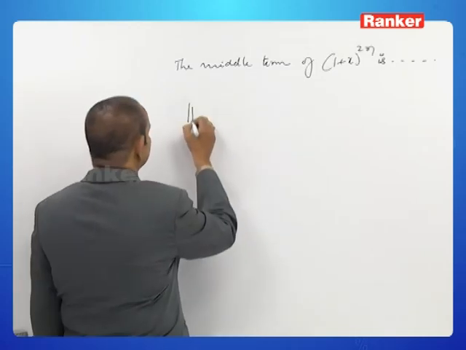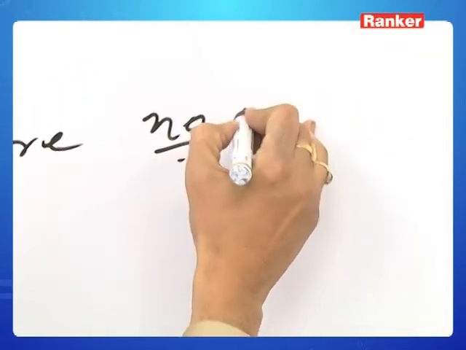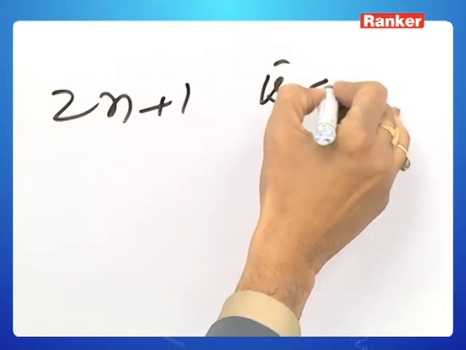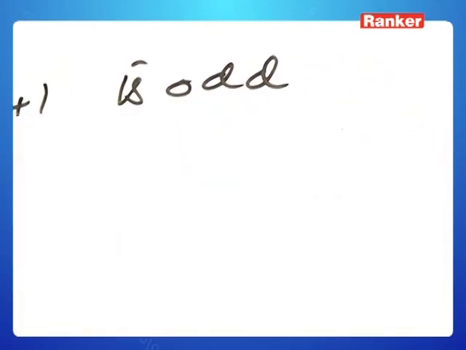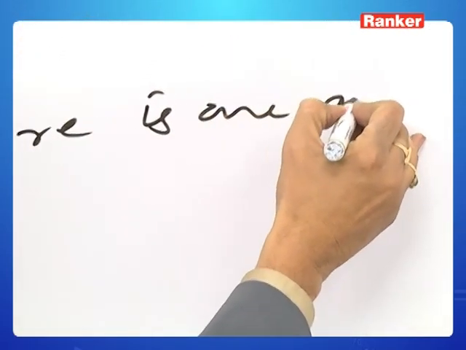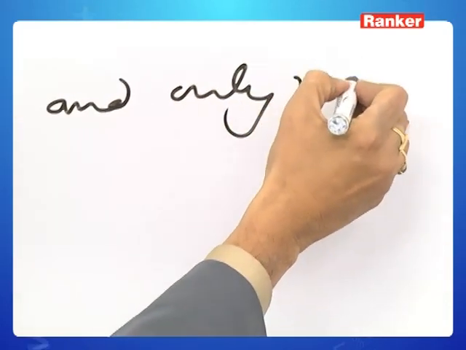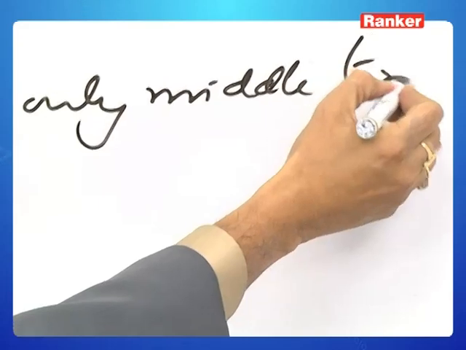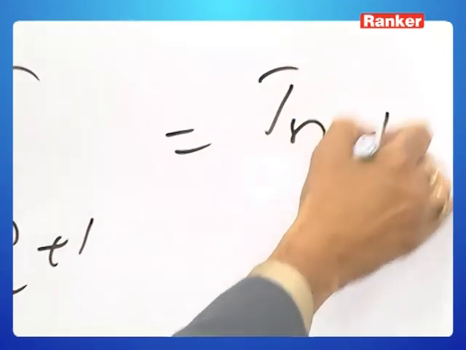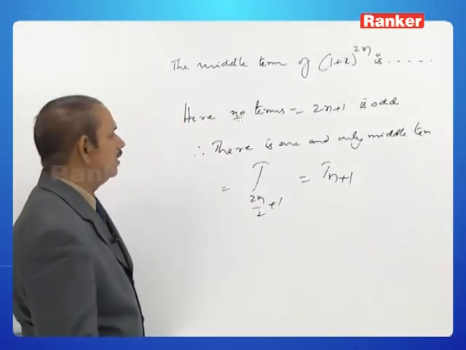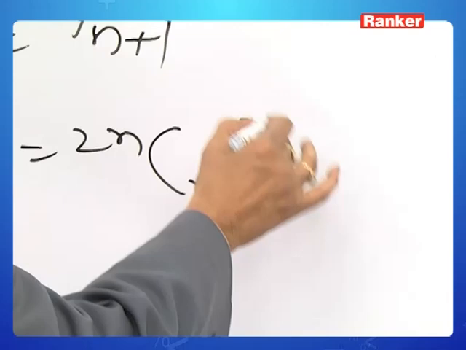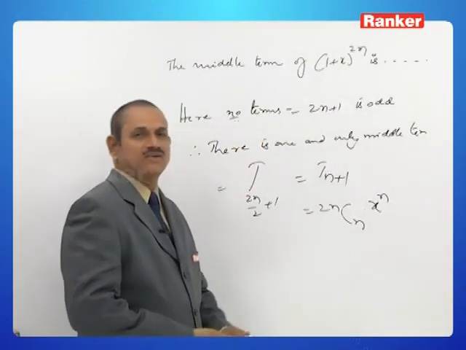Look here. Here, number of terms is equal to 2n plus 1, which is odd. 2n is even. Therefore, there is one and only one middle term, which is equal to t of 2n by 2 plus 1, that is t(n+1). What is this (n plus 1)th term? It is nothing but 2nCn into x to the power of n.